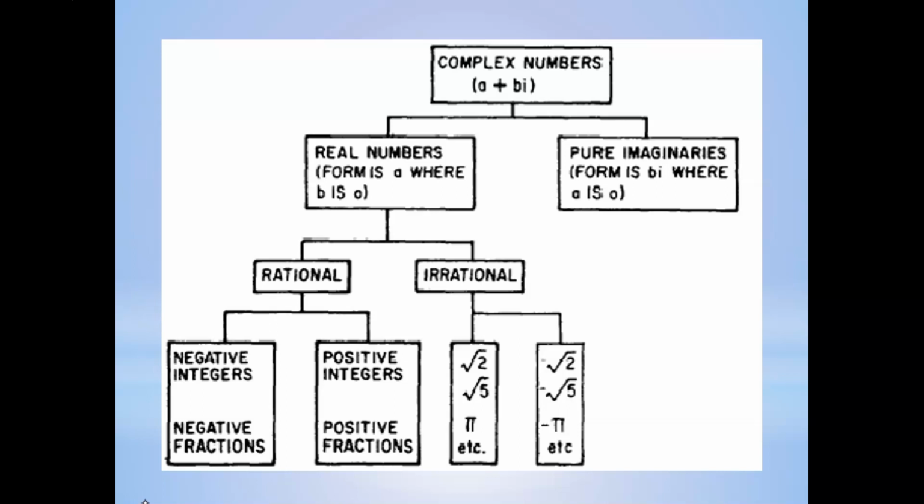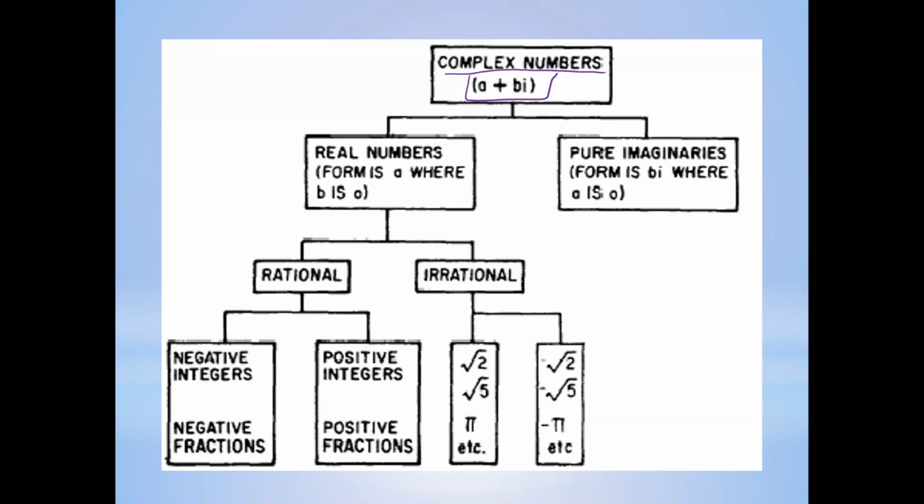So first, let's look at the number system, okay? So you have your complex numbers. That's your top tier, right here, complex numbers, and it is in the form a plus bi. All right, so then it splits down to two. So then you're more used to the left-hand side than the right-hand side.